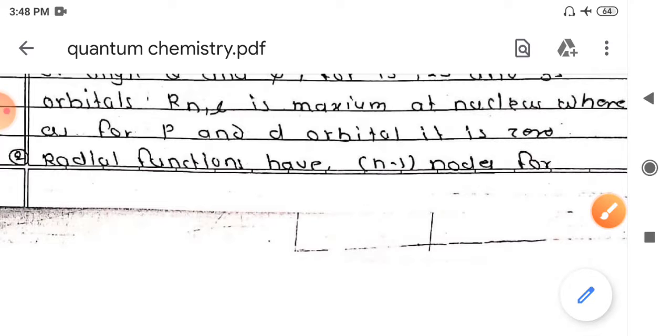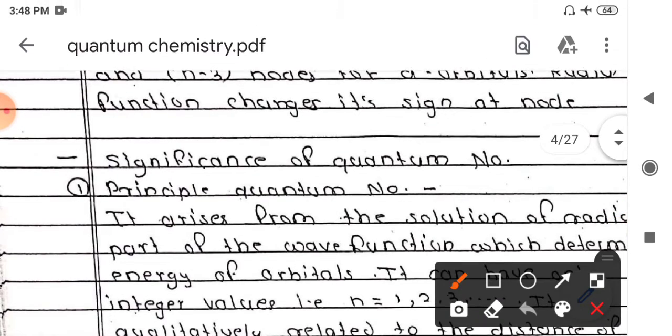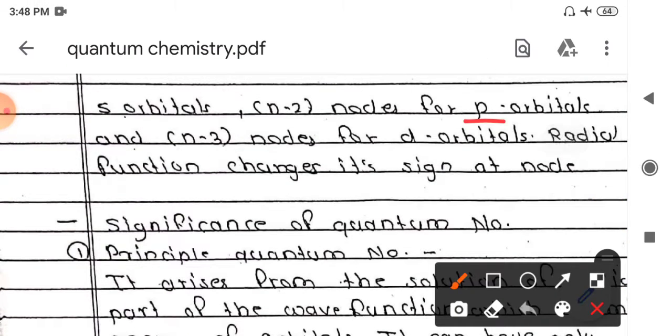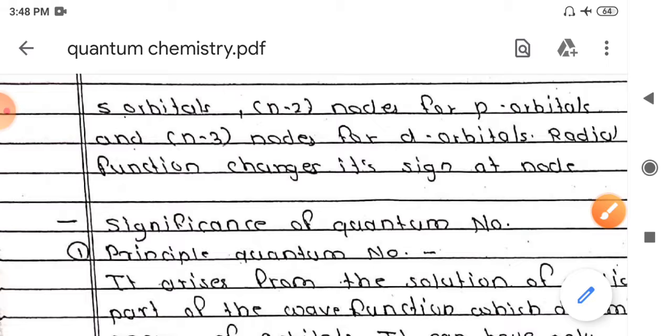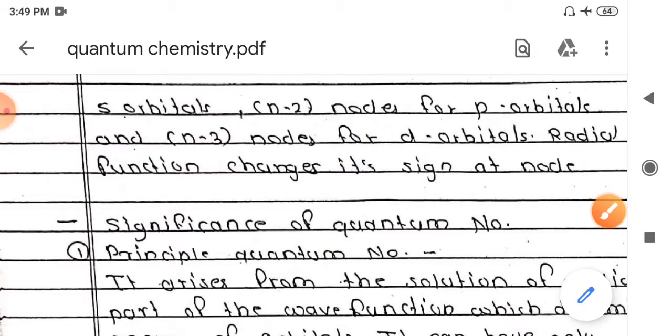The radial functions have n minus 1 nodes for s orbital, n minus 2 nodes for p orbital, and n minus 3 nodes for d orbital. So simply we can say that n minus l minus 1 nodes are present for a given orbital. And the number of peaks can be found by the simple formula n minus l. So the number of peaks in the distribution curve is obtained by the n minus l formula, and the number of radial nodes is obtained by n minus l minus 1.